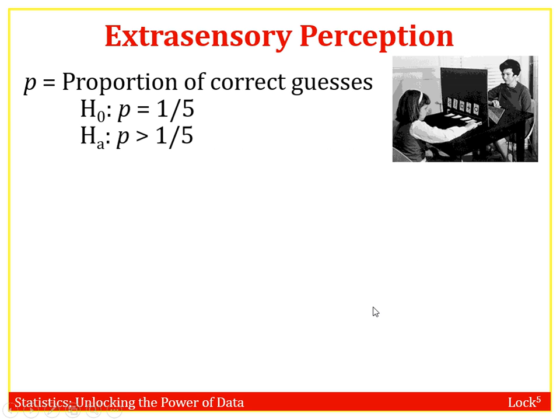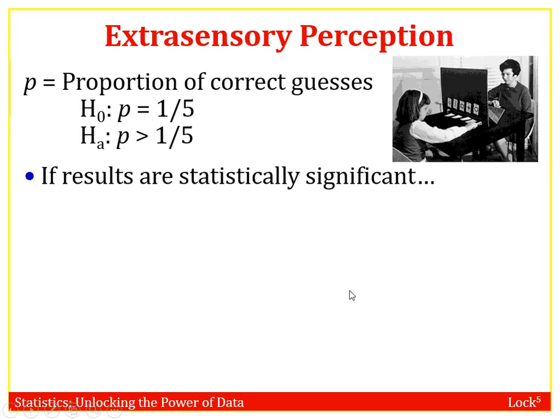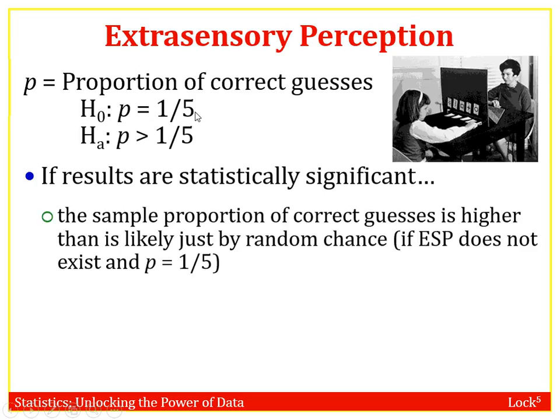So going back to our ESP one, if the results are statistically significant, then we would reject the null hypothesis. We would say it's likely that the probability is not 1/5, because that's what it would be for just guessing, and we would find evidence to support ESP. We can't prove it, but we can find evidence to support it.